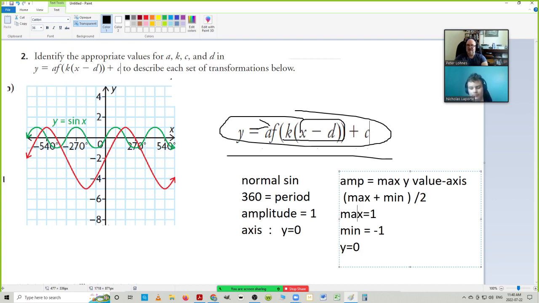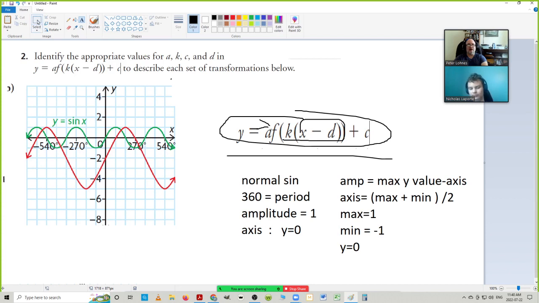So the axis is equal to the midpoint between the max and min. And you might say, well, that's useless because I know these from the graph. Yeah, but these are all useful when we transform it. Now we've got to look at this red graph over here.